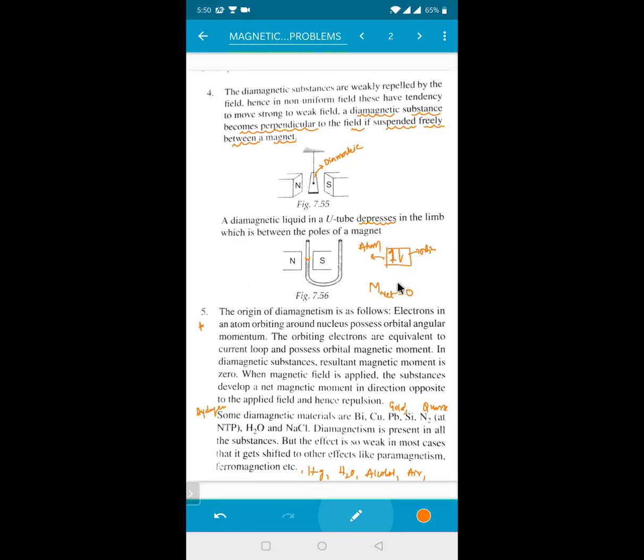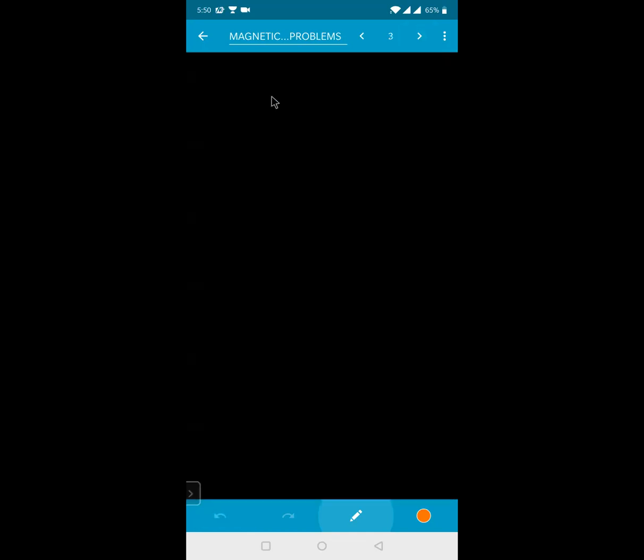Is it clear for everyone? So what is the net magnetic moment for this? The net magnetic moment will be zero. That means there is no magnetic dipole, and also there is no atomic dipole.